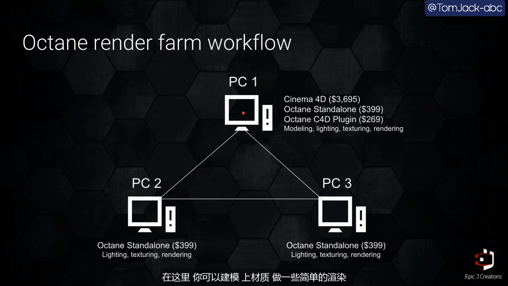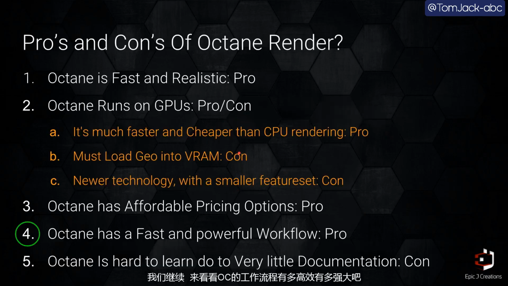So the guy up here can do the modeling and do a little bit of texturing and rendering, send it off to this guy and this guy over here, and they can continue the lighting and texturing rendering in the Octane standalone application. And then if the first guy up here has another job he wants to have as a render farm, you can accommodate to that, and you can be flexible and do a group render farm altogether. But moving on, let's go ahead and talk about how Octane has a fast and powerful workflow.